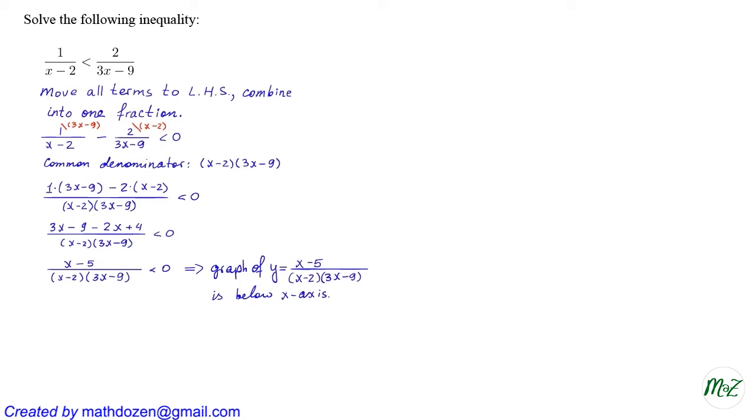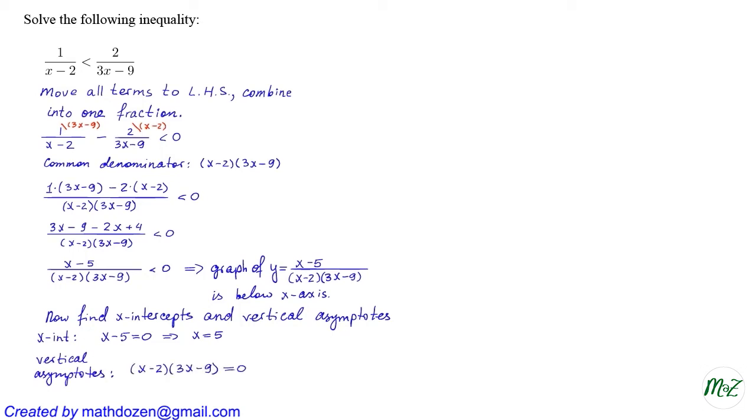So now we start looking for x-intercepts and vertical asymptotes. For the x-intercepts, we set x minus 5 equals 0, and then that gives us x equals 5. Secondly, you set the denominator equals 0 to get vertical asymptotes. So it's x minus 2 times 3x minus 9 equals 0. So that's going to give us x equals 2. And 3x minus 9 equals 0 gives us x equals 3.